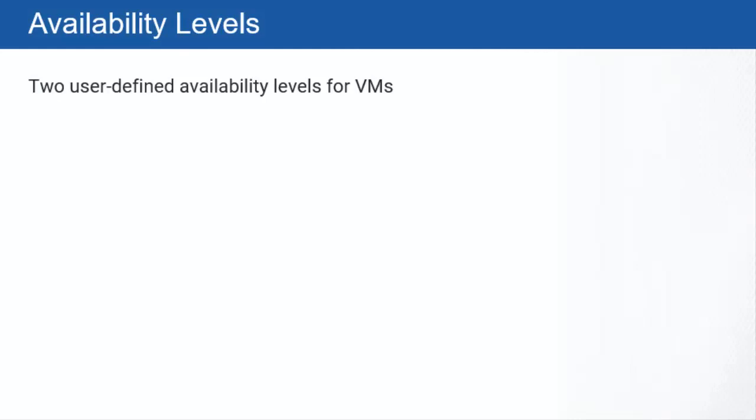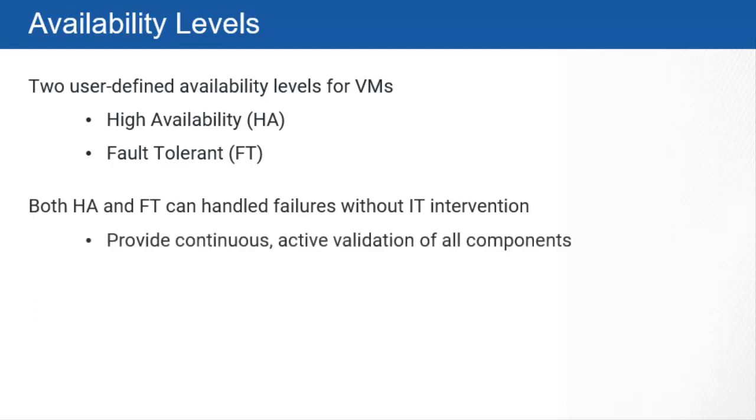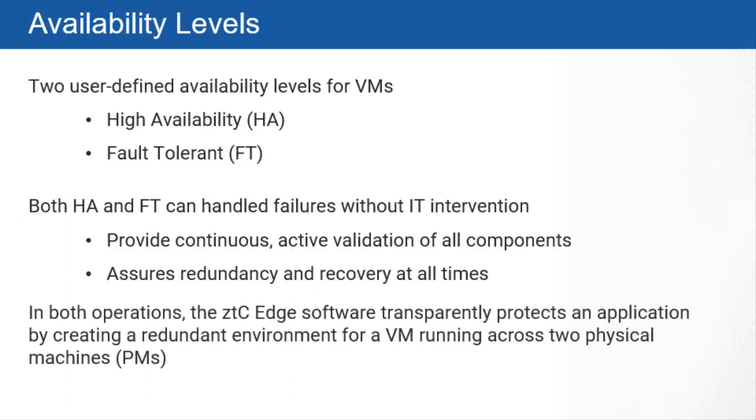The ztC Edge software provides two user-defined availability levels for VMs, High Availability, or HA, and Fault Tolerance, or FT. Both HA and FT can handle failures without IT intervention. Both provide continuous active validation of all components and assure redundancy and recovery at all times. In both operations, the ztC Edge software transparently protects an application by creating a redundant environment for a VM running across two physical machines.